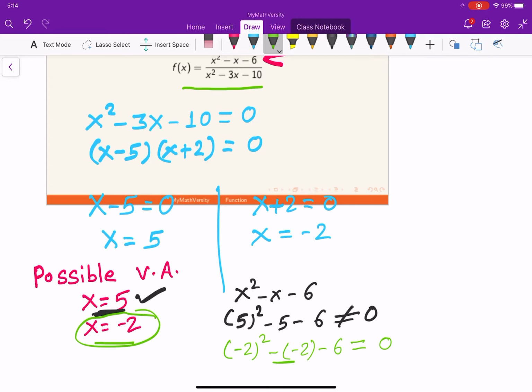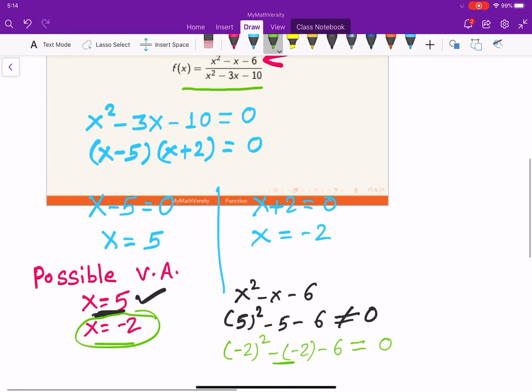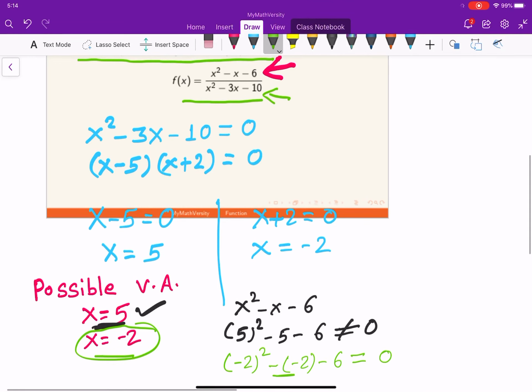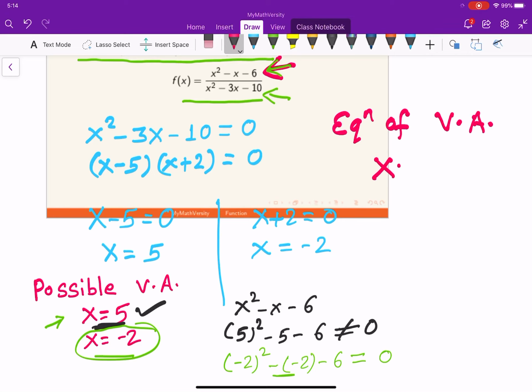Because at x equal to negative 2, the denominator was 0, and the numerator is also 0. At x equal to negative 2, both the denominator and numerator are 0, so definitely that is not the vertical asymptote. And at x equal to 5, the denominator was 0 but the numerator is not, and that's the criterion for having a vertical asymptote. So in this particular example, the equation of the vertical asymptote is just x equal to 5.